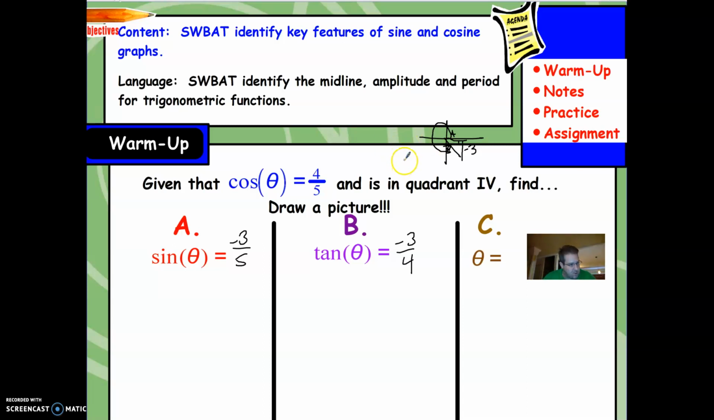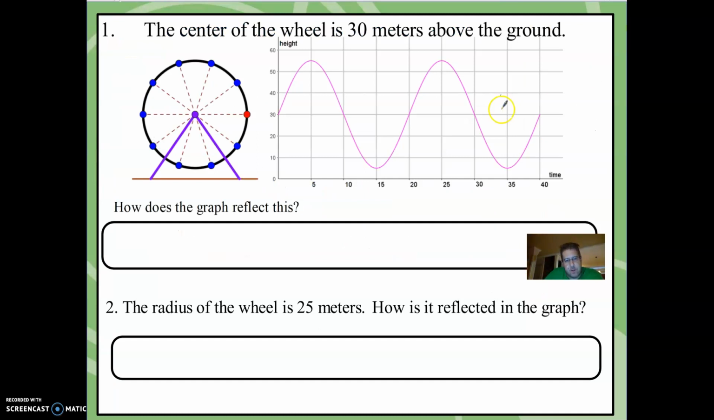So inverse cosine of 4 divided by 5. And that's going to give me about 36.9. I'm going to round that to the nearest tenth. 36.9. And if I'm doing this in the fourth quadrant, then you know it's 360 minus that number. 360 minus 36.9 gives us about 323.1 degrees.